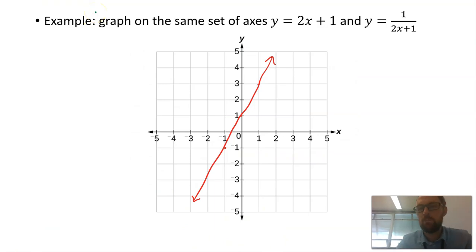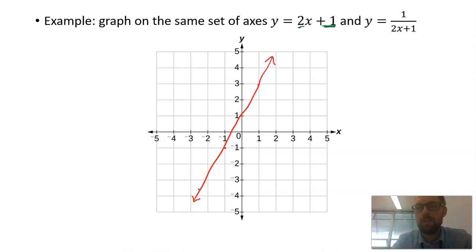Okay, so let's have a look at an example of this. What we're going to do is graph on the same set of axes y equals 2x plus 1 and y equals 1 over 2x plus 1. So I've just drawn the straight line y equals 2x plus 1. So we know it's got a gradient of 2 and it goes through the y-axis at positive 1. So that's how I drew that one.